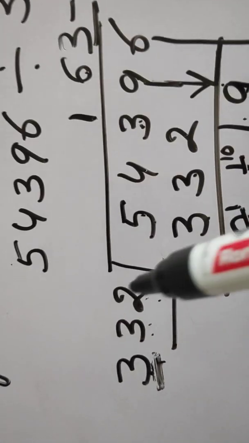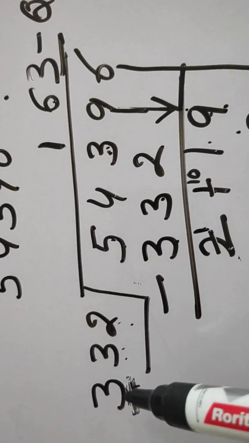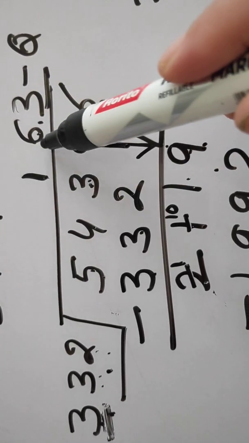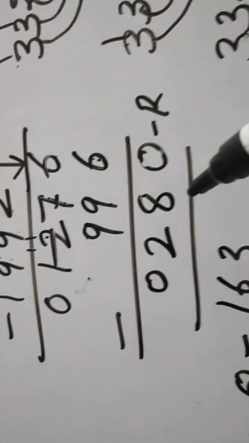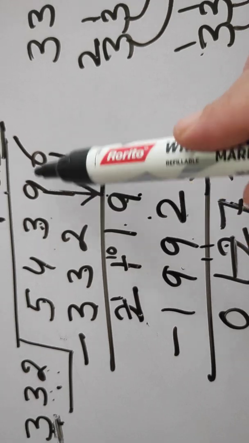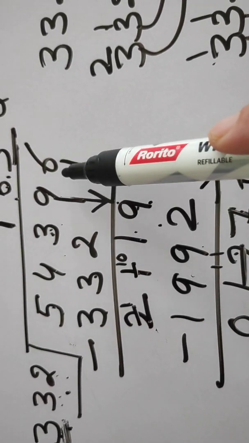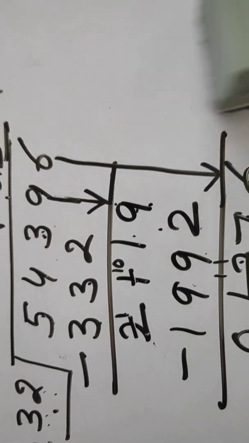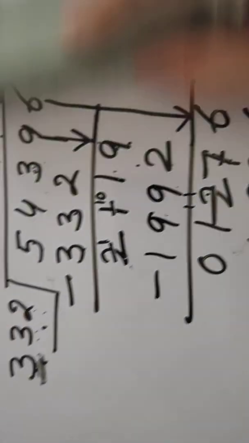If you want to verify or check your division, then divisor multiply by quotient. 332 you will multiply by 163 and then add the remainder in this. If it becomes equal to 54,396, that means your division is right. So in this way you can verify your division also. So I think you are capable to do the next part on your own.